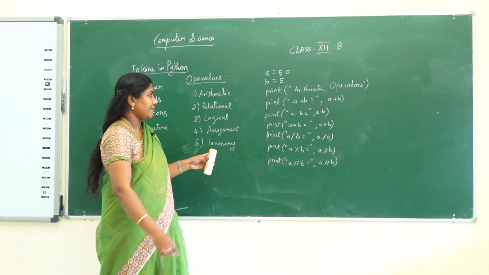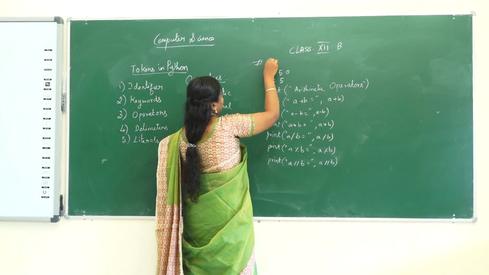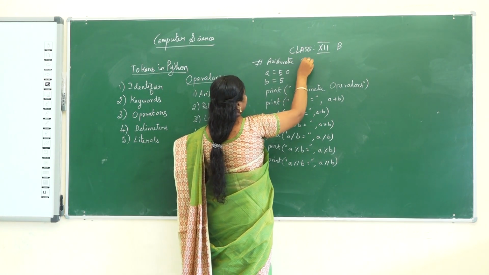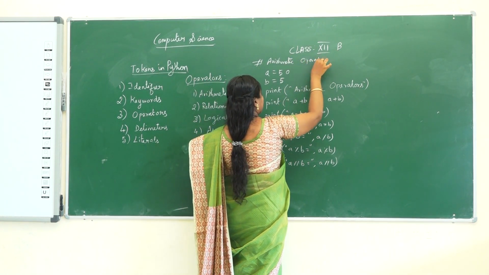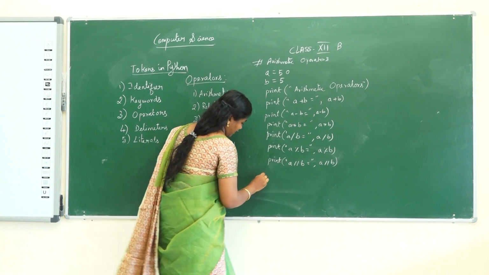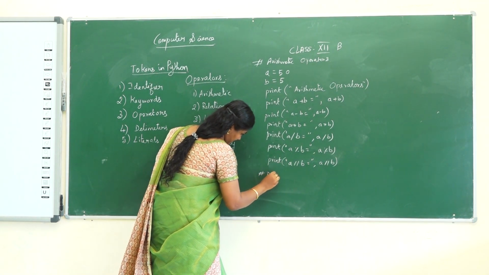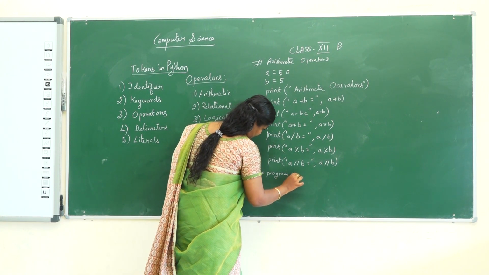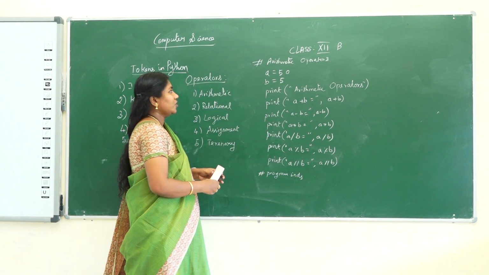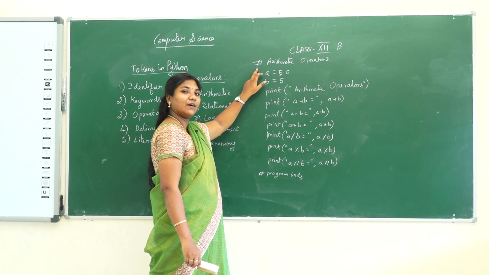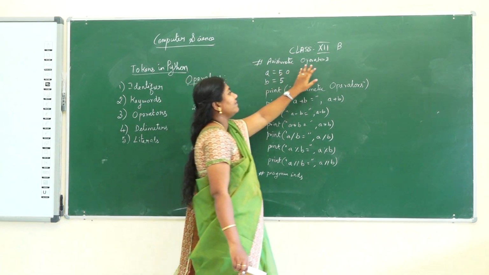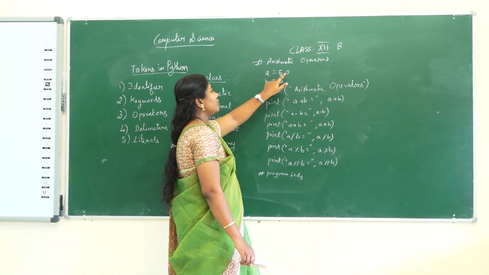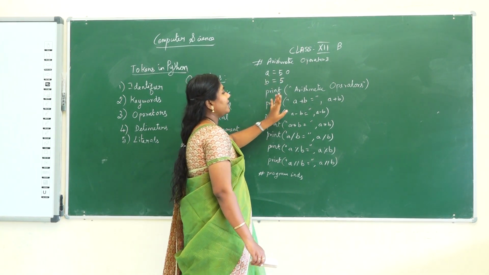So this is the program. What is the hash symbol we are using? It is used as a comment line. So first, hash is a comment operator. I am giving the words arithmetic operators here. Next I am starting the program. A is equal to 50, B is equal to 5, print arithmetic operators.